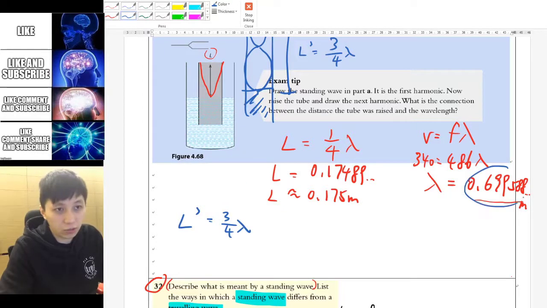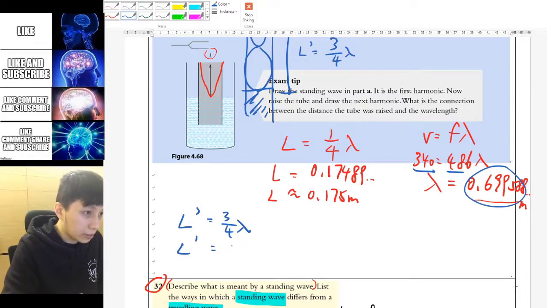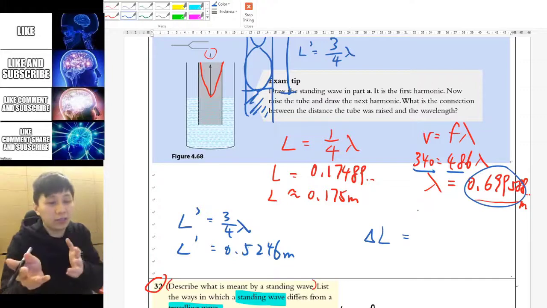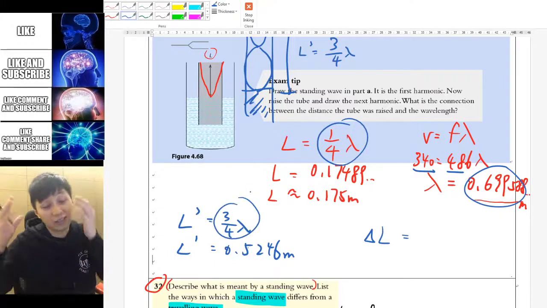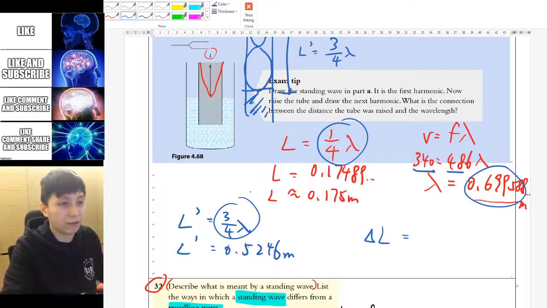For lambda, you can just use the one that you have, because v doesn't change and f doesn't change. It's still the same tuning fork that you are using. So the new length is going to be 0.5246 meter, and then you can subtract the length. Or actually, since you know this is 1 over 4 and this is 3 over 4, you can just get lambda and divide it by 2, because that's the difference of the two lengths.